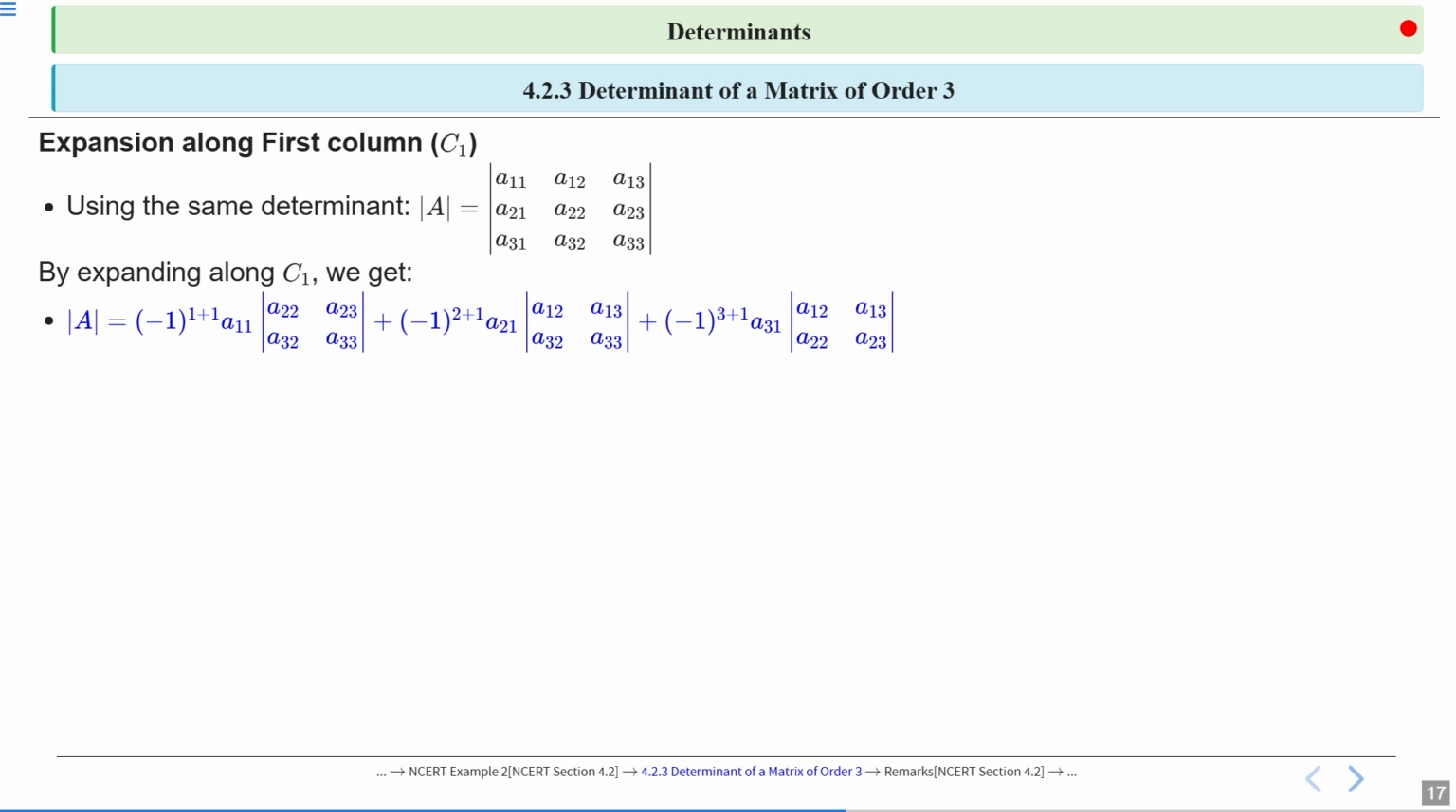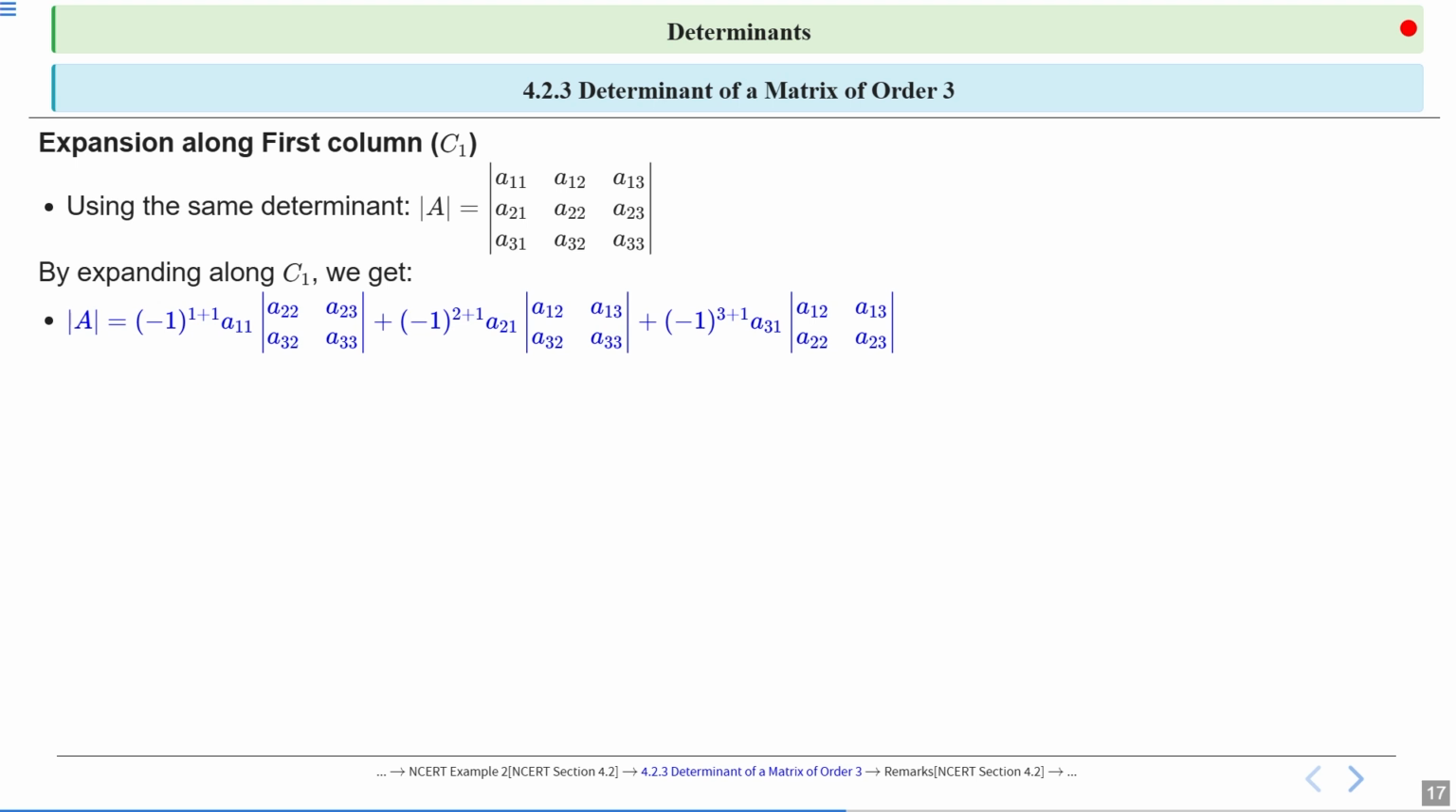That a11 says that i and j value is 1, 1. So according to that we get the value of minus 1 the power i plus j, that is minus 1 the power 1 plus 1, and that ij says, and according to that ij, in element a11, i is 1 and j is 1, so it says just cancel the first row and first column to get the 2 cross 2 matrix and find the determinant, and just multiply with a11 into minus 1 the power 1 plus 1.